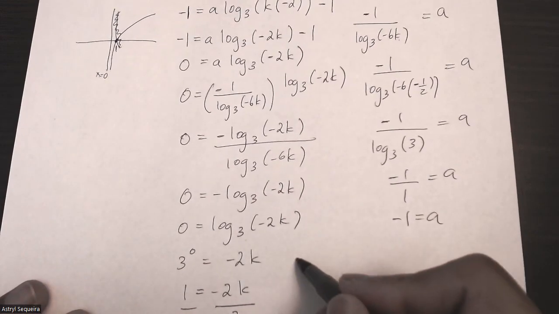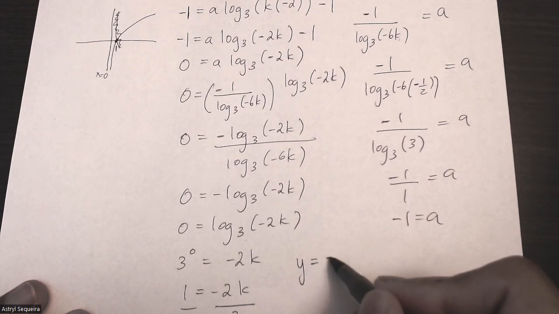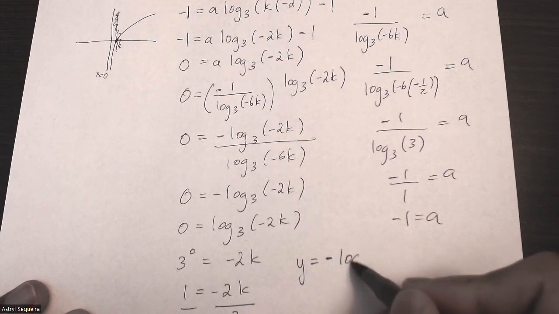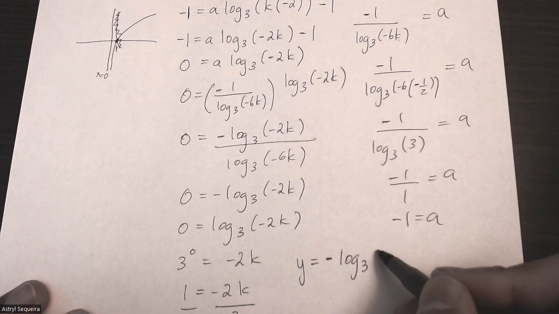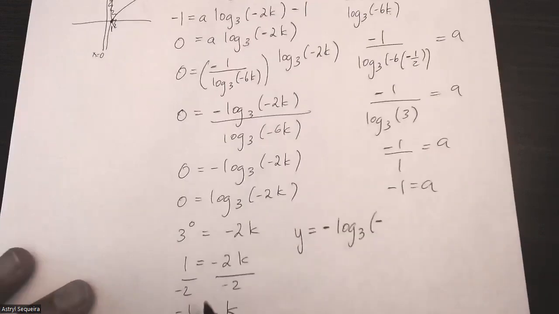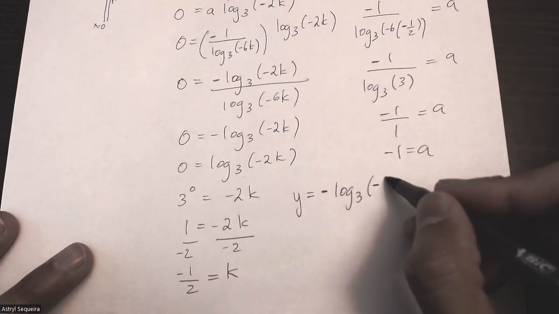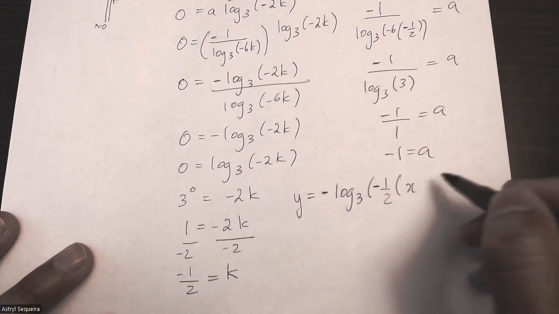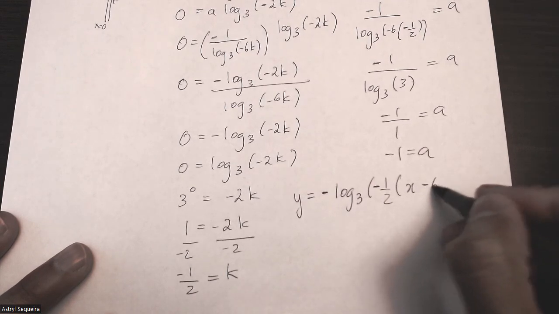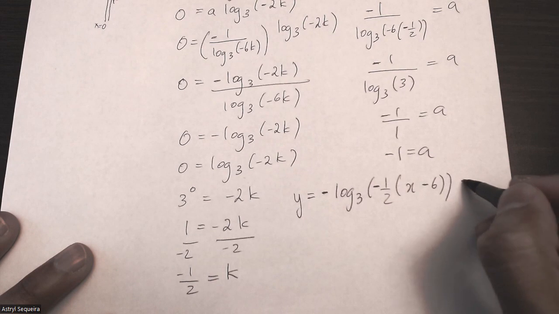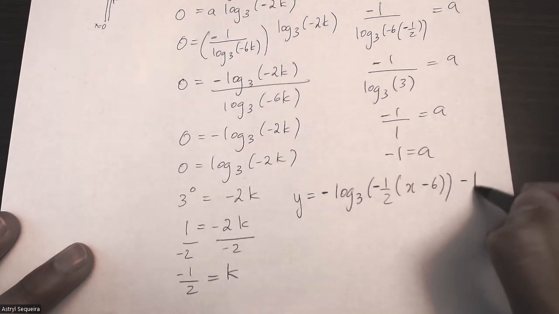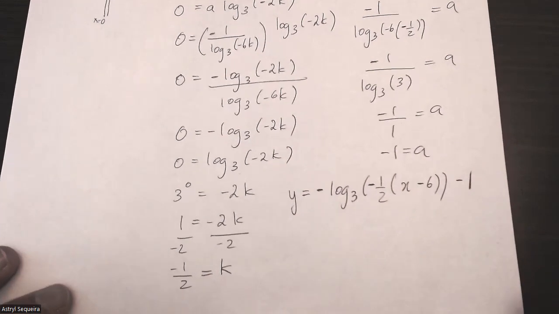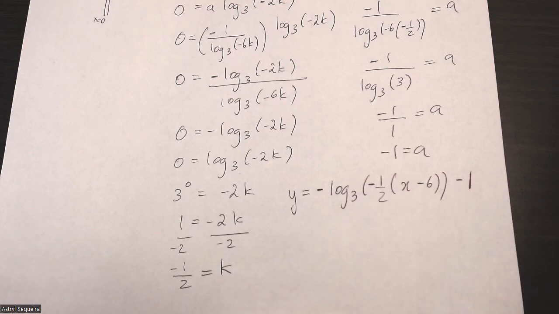I can rewrite my final equation as y equals negative log base 3. Then my k value is just negative 1/2. Then I have x minus 6. Then I have minus 1 at the end. And that is my final equation.